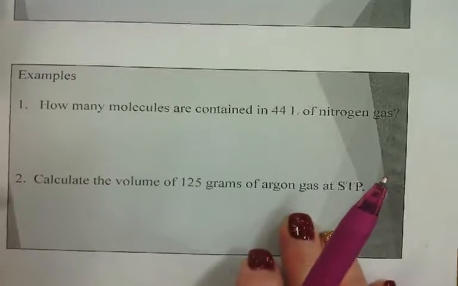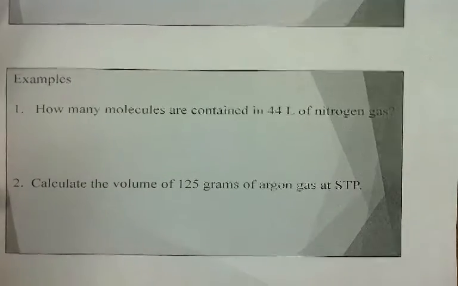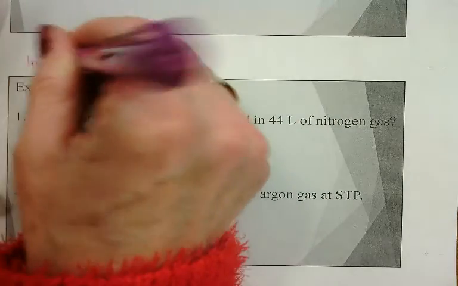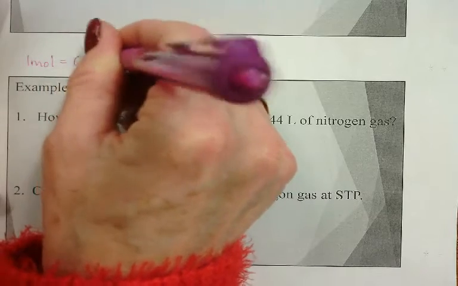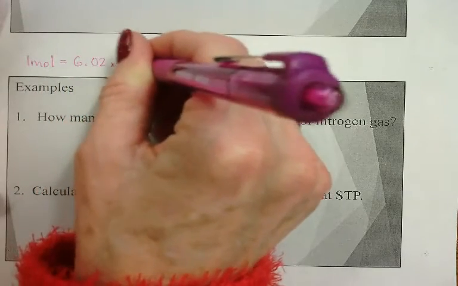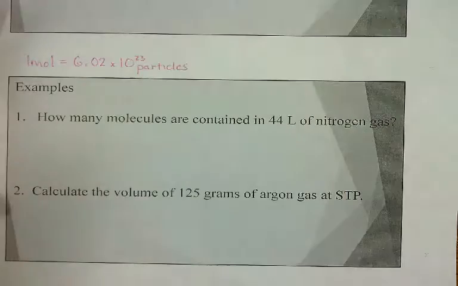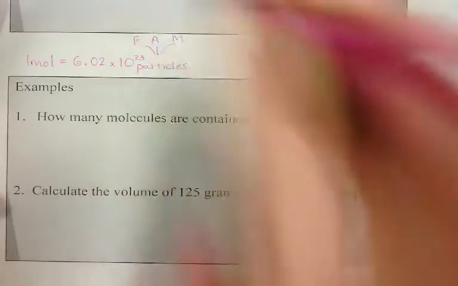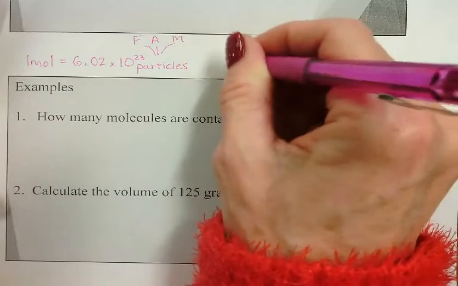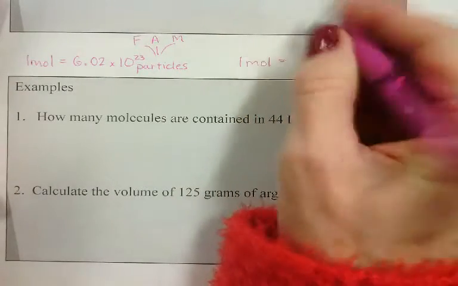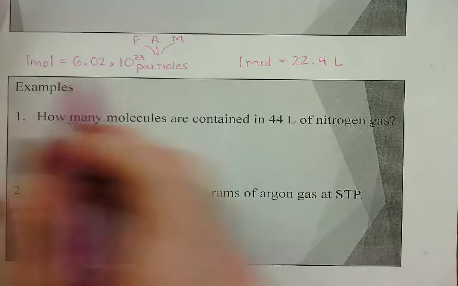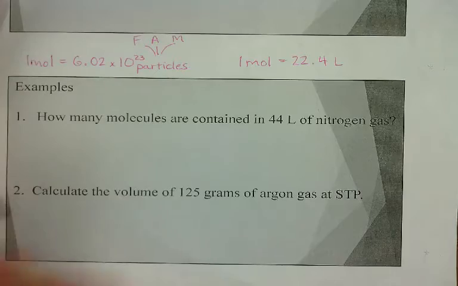Let's see if we can use all of these conversion factors. You're going to have a multi-step, but it's okay. 1 mole could equal Avogadro's number of particles. Remember, in order for something to be a particle, it has to be part of the FAM. 1 mole also equals, we just learned, 22.4 liters of gas. So let's use these 2 conversion factors to do a couple of 2-step problems. How many molecules are contained in 44 liters of nitrogen gas?